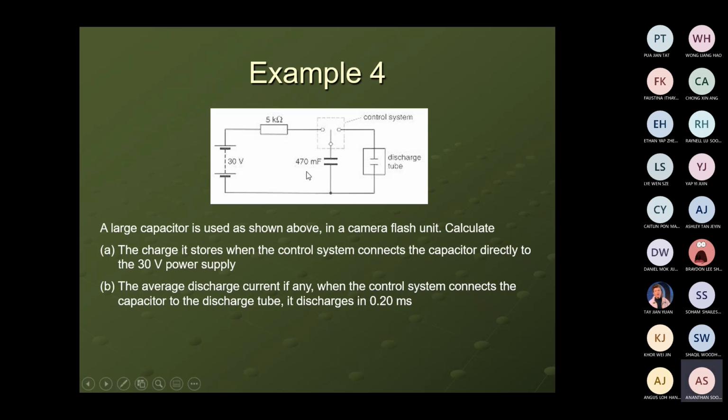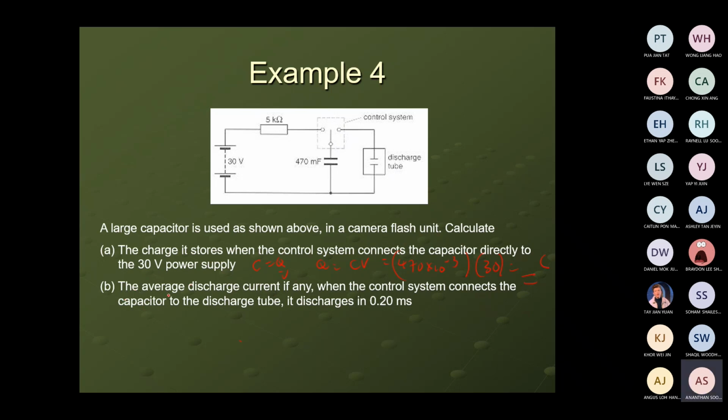So what formula must be used? C equals Q over V, right? So Q should be CV. C is 470 millifarad, changed to farad, 470 times 10 to the power of -3 farad, multiplied by the voltage applied, 30 volts. So you get the total charge in coulombs stored in the capacitor.